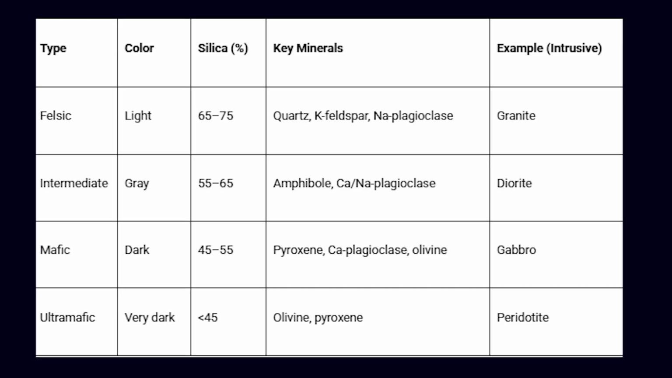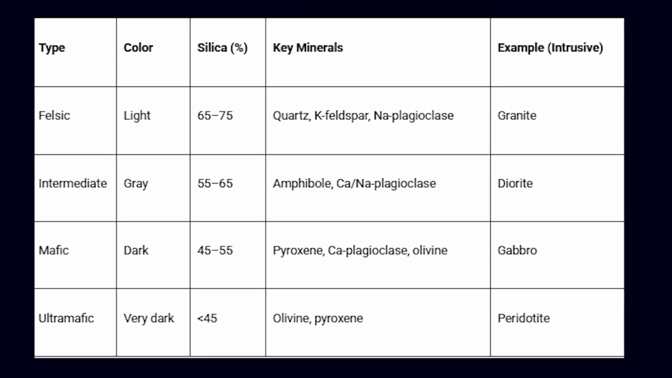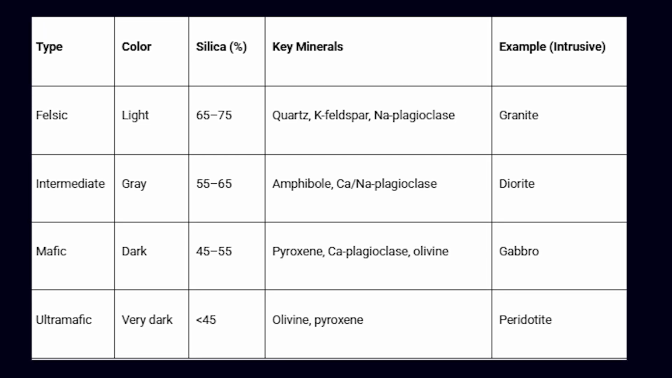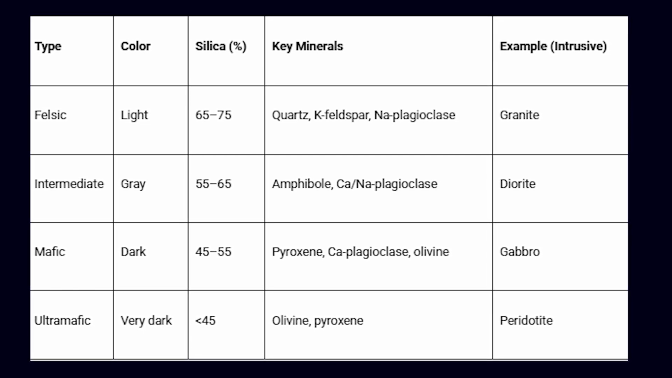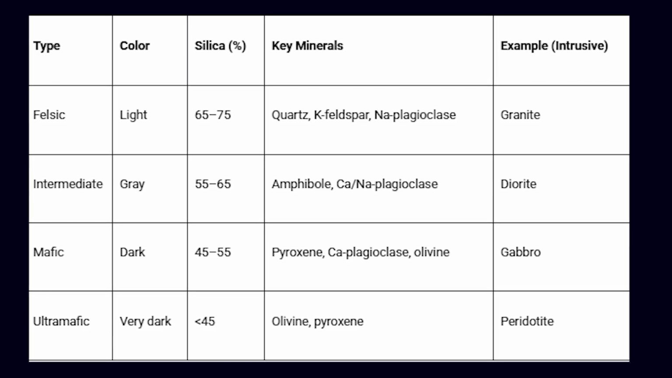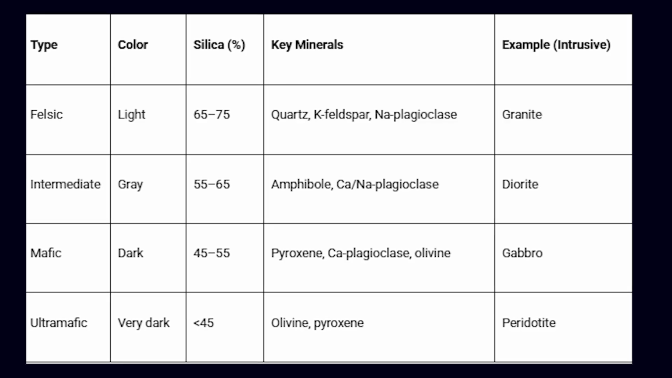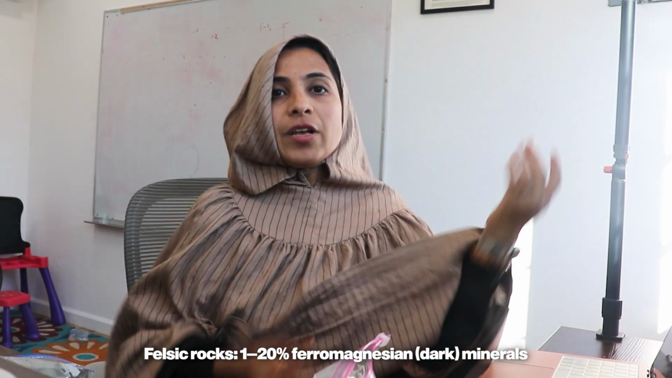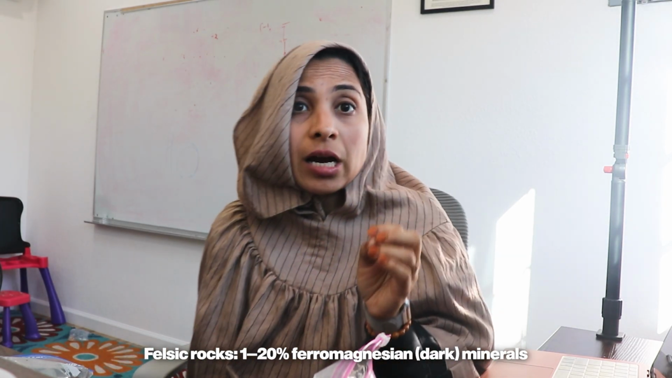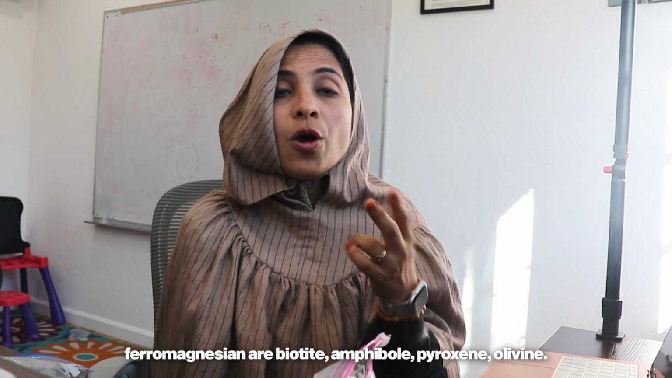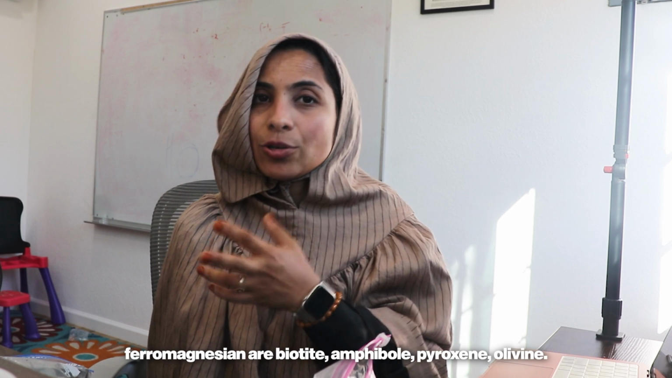Now let's talk about ultramafic. Ultramafic has much less silica and is very dark. It has less than 45% silica, and it has olivine and pyroxene. Your classic example is peridotite. Another important note is felsic rocks have 1 to 20% ferromagnesium dark minerals. Intermediate have 20 to 50%. Mafic has 50+%. Non-ferromagnesium minerals include quartz and feldspars; ferromagnesium minerals include biotite, amphibole, pyroxene, and olivine.